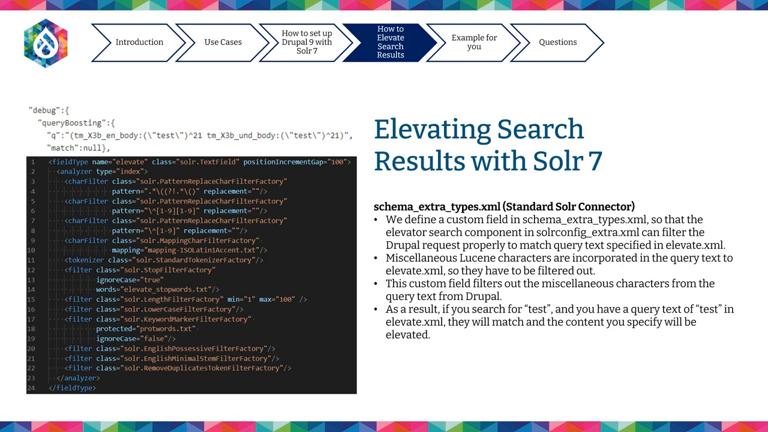This filter, you can use it. In a future slide I have the example that you can download, so you don't have to worry about memorizing this. It's very long, and you'd have to search the Solr documentation a lot to understand what's going on. But this is why we create a custom field type in schema_extra_types. This is the version for the standard Solr connector. If you remember back when I presented on the Solr connector and the Search API server page, if you're using the standard Solr connector, you want to use something like this for the filter for the custom field type.